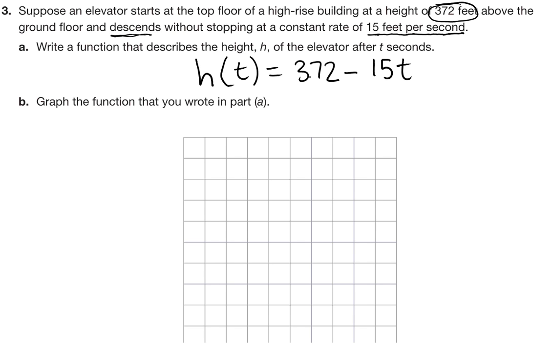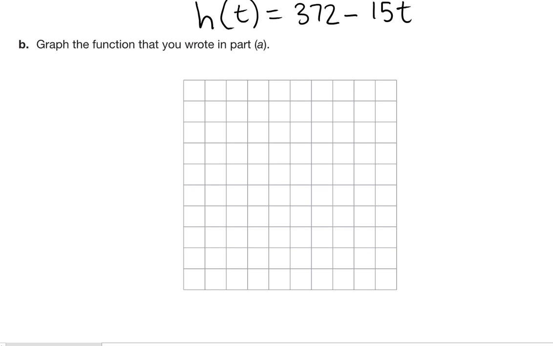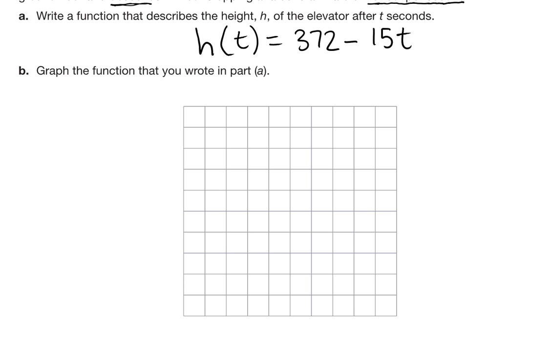Next part says graph the function that you wrote in part A. So this is always a bit of a challenge when you look at a blank piece of graph paper like this. I'm going to put the origin here. So here, this point represents the height is 0 and time is 0. So I'm on the ground at that point, and time hasn't begun. The problem is that I don't begin on the ground. I begin 372 feet up in the air.